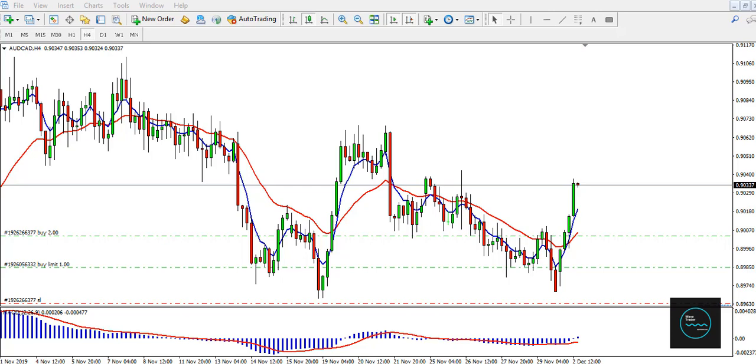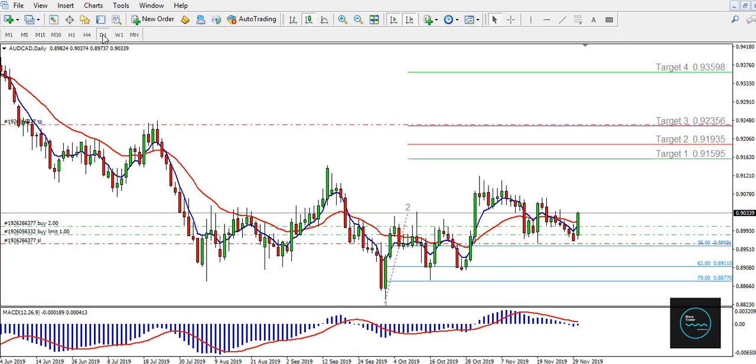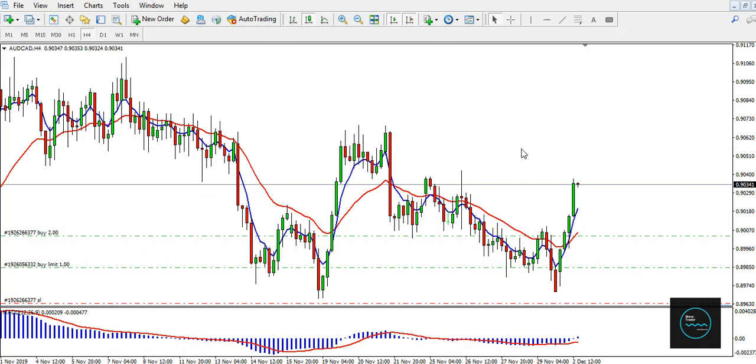So I want to show you a trade I'm currently in on the Australian dollar Canadian currency pair, the AudCad, and I consider this to be a position trade as well. Others might consider it a swing trade, but I think this is a position trade because it's going to take a while. But anyway, this is the 4-hour chart, and you can see where the price is and where I got into this trade.